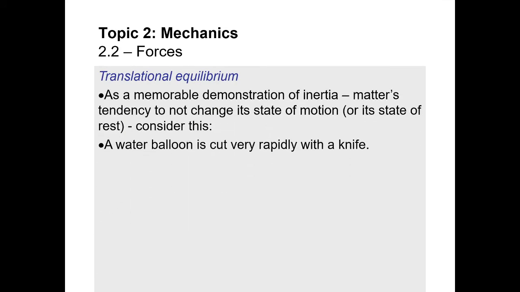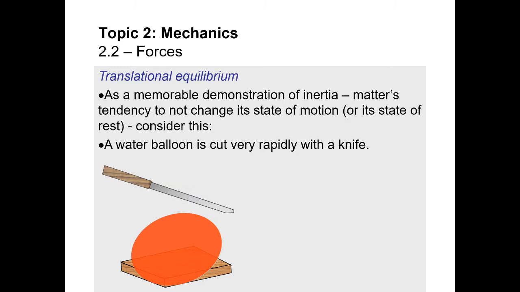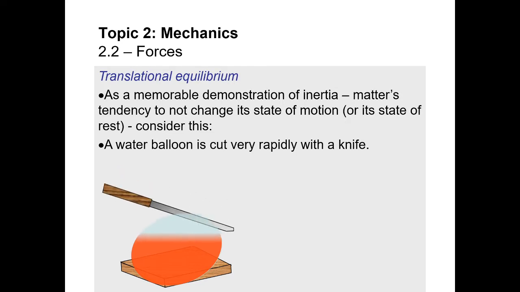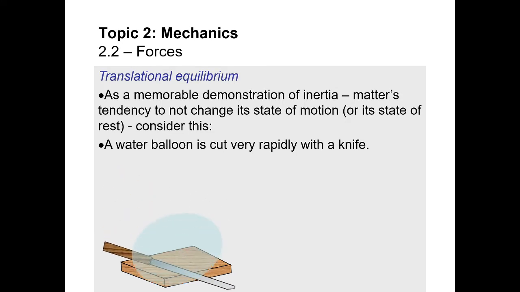Now, think about the following example. Imagine you have a water balloon that is cut really, really rapidly with a knife. It would be really cool to actually watch this in person, but just go with this for a second. When you cut the water balloon, for just a split second, that water is going to maintain its shape before it collapses to the ground.